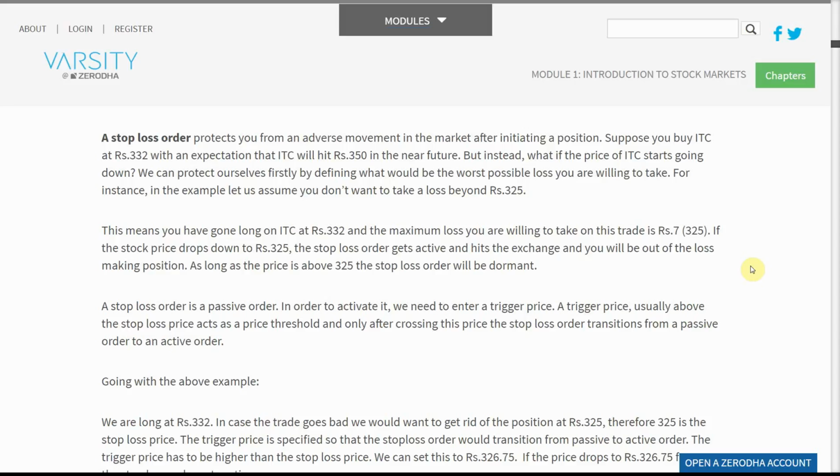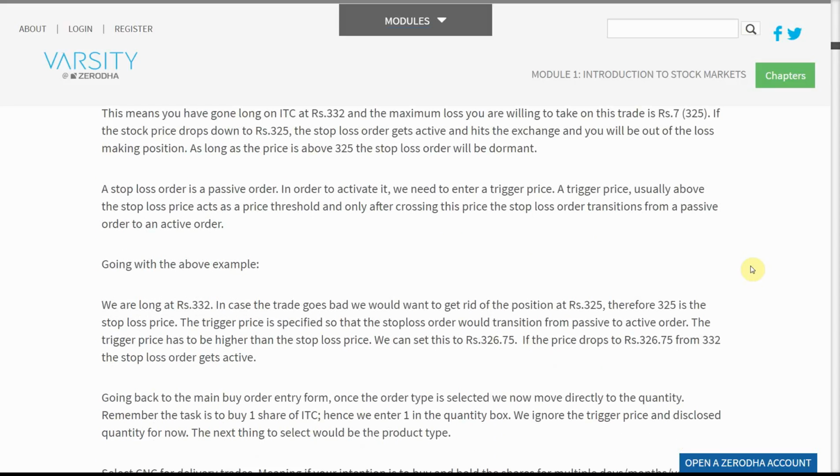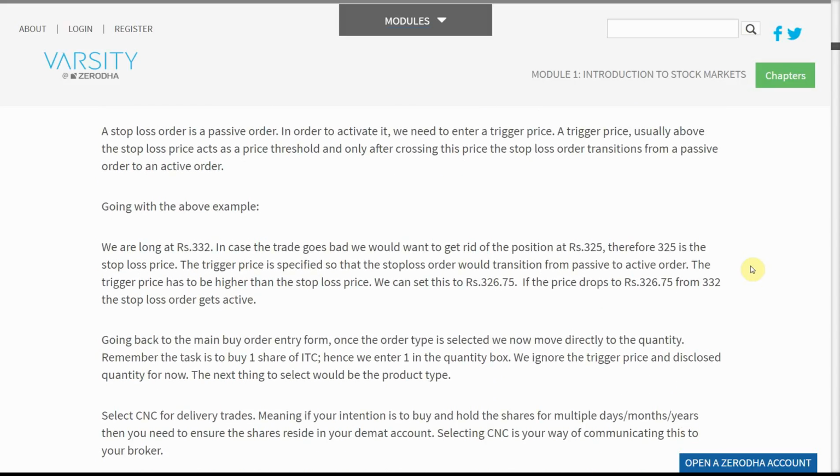A stop-loss order is a passive order. In order to activate it, we need to enter a trigger price. A trigger price, usually above the stop-loss price, acts as a price threshold, and only after crossing this price the stop-loss order transitions from a passive order to an active order.